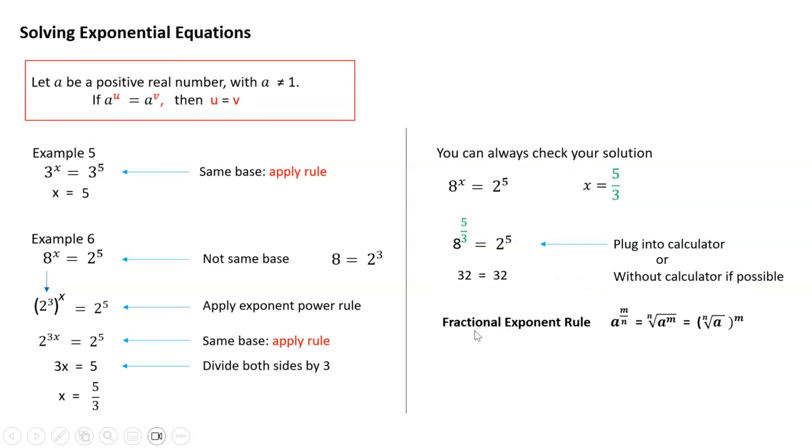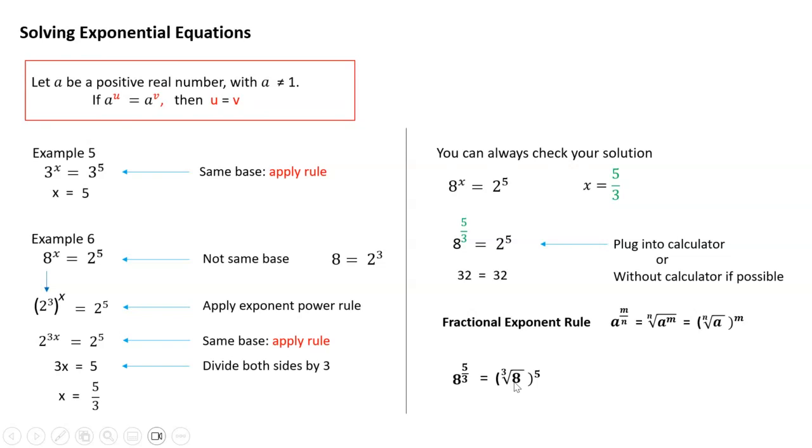Now this is applying the fractional exponent rule. If you have a to the m divided by n as a power, the denominator becomes your index, the a is a radicand, and the m is the exponent. Okay, so let's apply this rule here on the right. The 8 is a radicand, which is a base. The 3 is my index, and the 5 is my exponent.